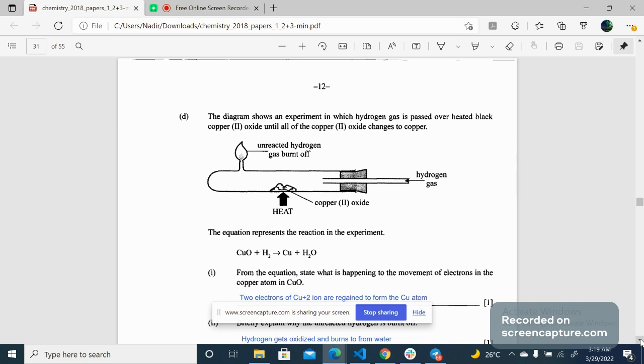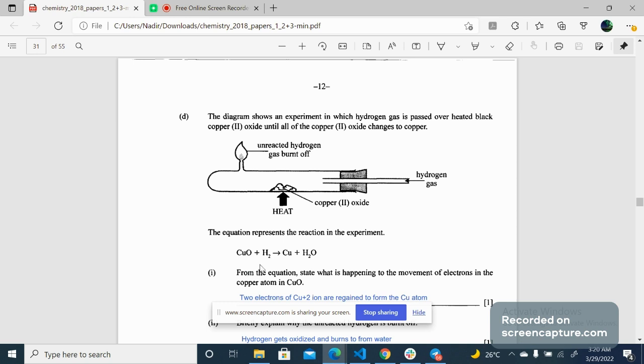This copper 2 oxide is in this glass object, we can say, within this lab apparatus, and this is the point where unreacted hydrogen gas is burnt off. Hydrogen gas is being supplied from here, and heat is supplied from here. This is the whole setup, and the equation related to this is this.